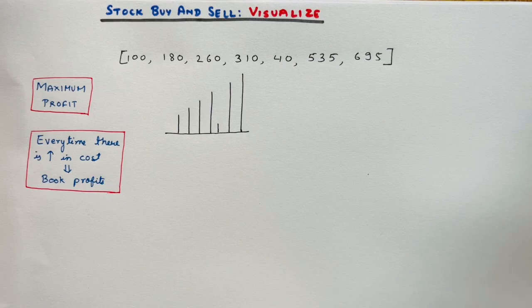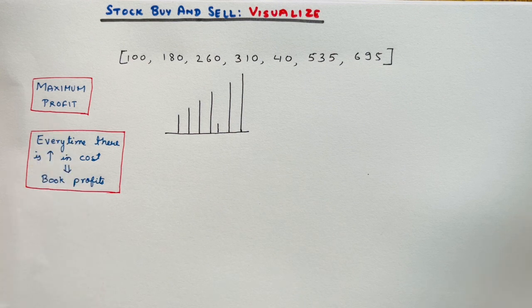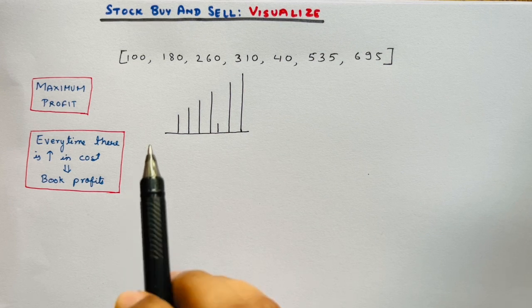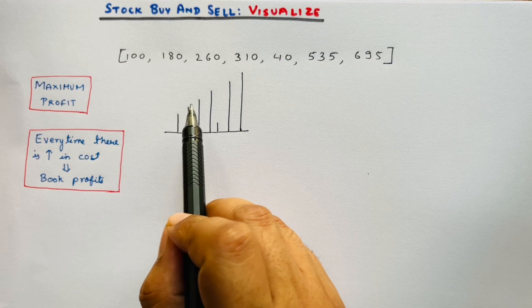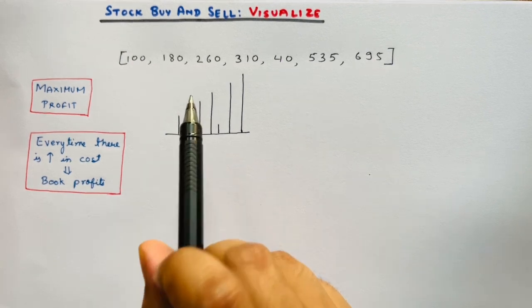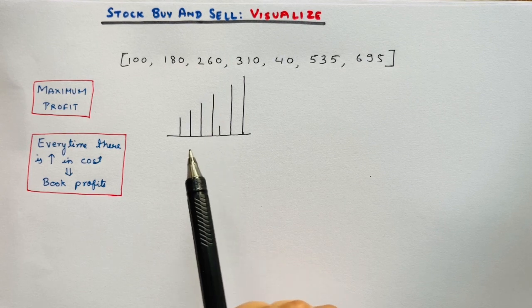Before jumping to the solution, let's first try to visualize the problem. In the example array given, our aim is to make maximum profit. And how will we make the maximum profit? Every time there is an increase in the cost, we should not miss that opportunity and we should book profits. Let's see in this array, how does it look like? First, the cost increases from 100 to 180. We should book this profit. Then it increases from 180 to 260. We should book this profit as well. Then 260 to 310. We should book this as well.